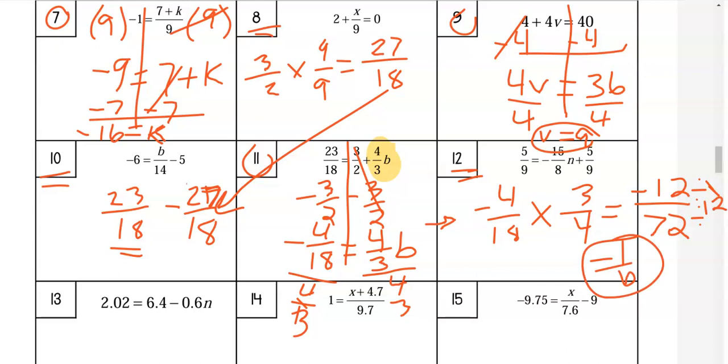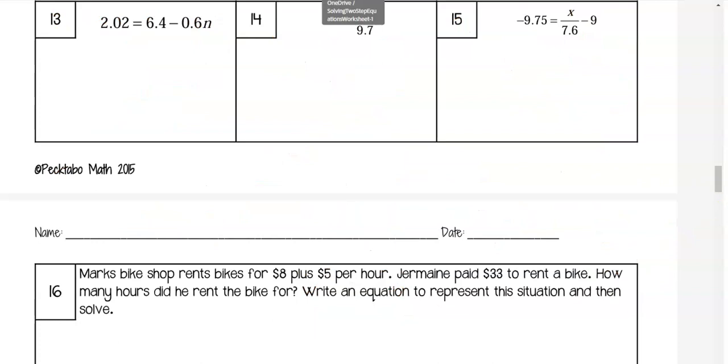Now that's a lot of work for one problem. That is why we're going to learn how to do it without having to do all that extra work in the future. Okay, we're getting kind of close to our time here, so I'm just going to do 13 just so that you guys can see what it's like to work with decimals. But again, we're going to do the same thing we did with whole numbers. We're just going to do it with decimals. So I'm going to subtract the 6.4 from both sides.